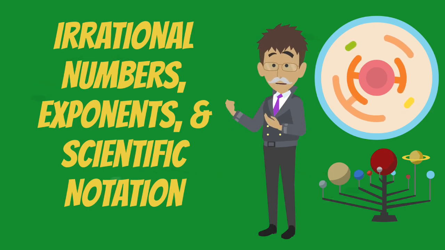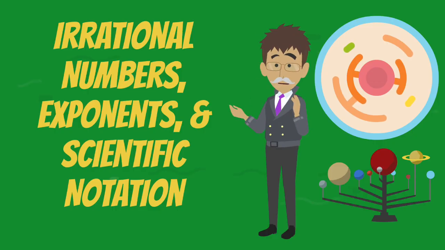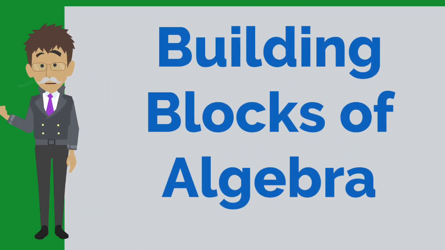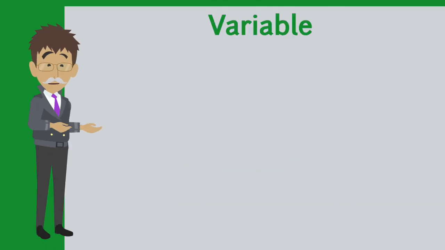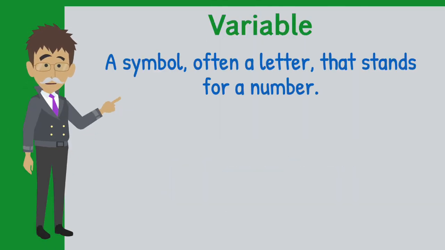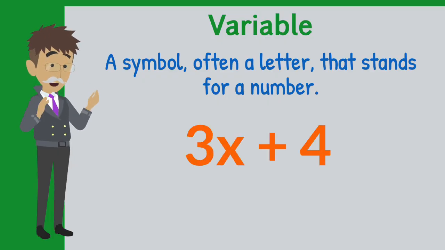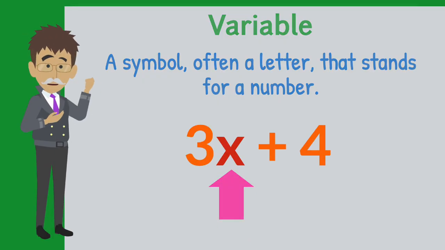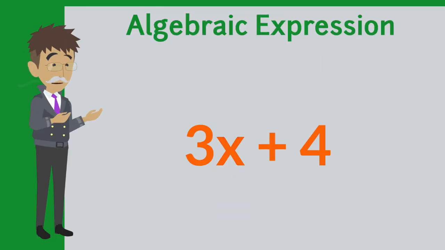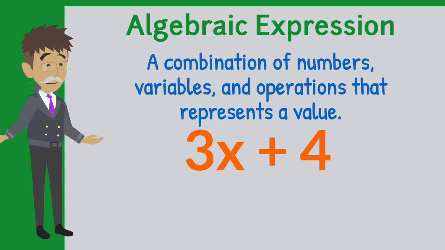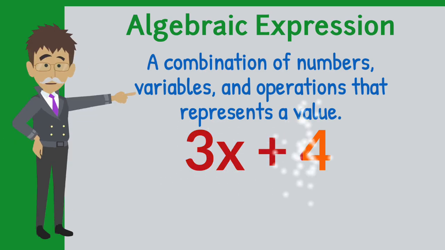Before we dive into solving equations or working with exponents, it's important to understand the basic building blocks of algebra. Variable. A symbol, often a letter, that stands for a number. In the example, 3x plus 4, x is the variable. Algebraic expression. A combination of numbers, variables, and operations that represents a value. For example, 3x plus 4.